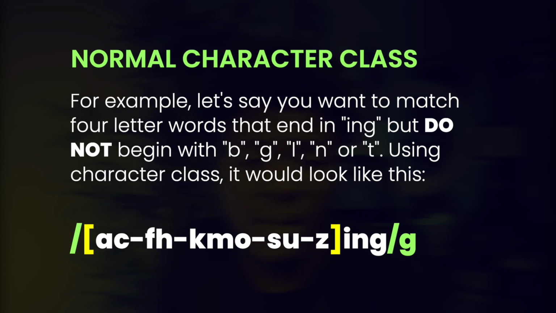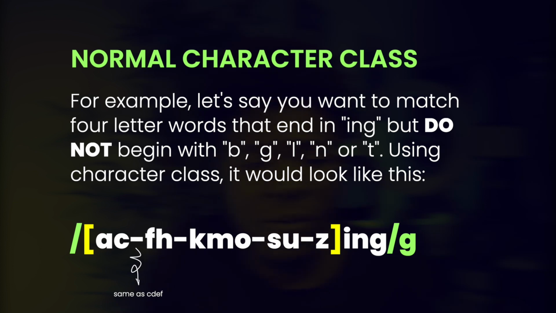That means our character class may look like this. We have our open square brackets for our character class. In that character class, we have A, then we skip B because we want to match words that do not begin with B. Then we would have C, D, E, F, and we can skip G. Or instead of having C, D, E, F, we can even have C to F. Remember ranges in character classes.